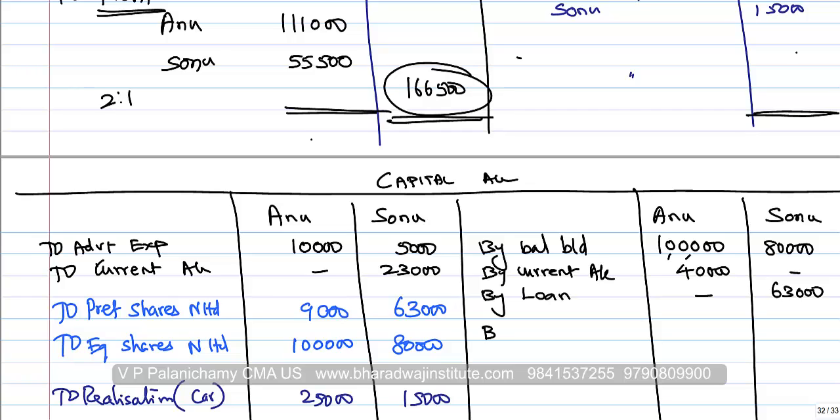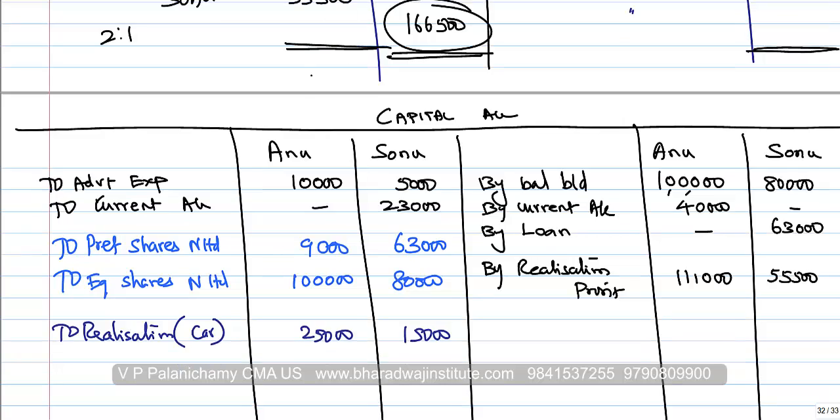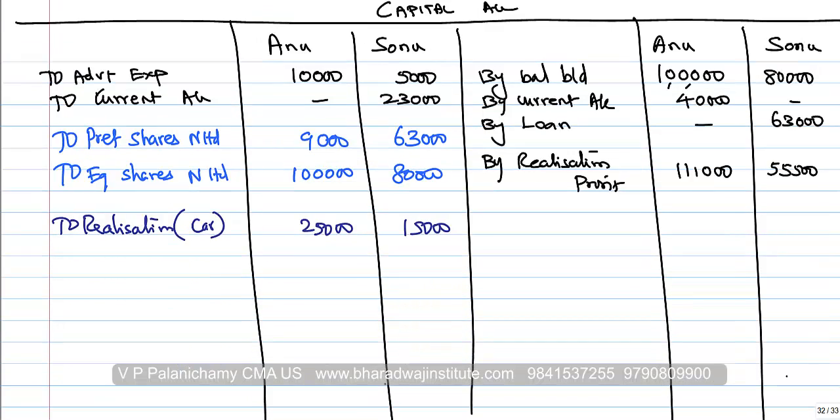By realization account. What is the profit? 1,11,000 and what? 55,500. Then close the capital account also. The balance will be paid in cash.